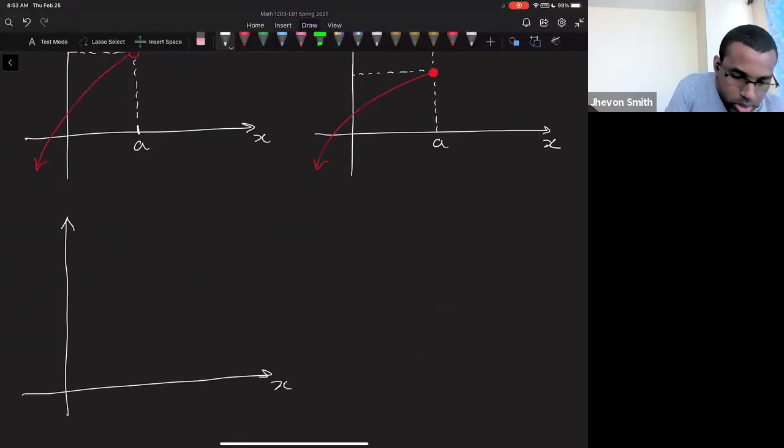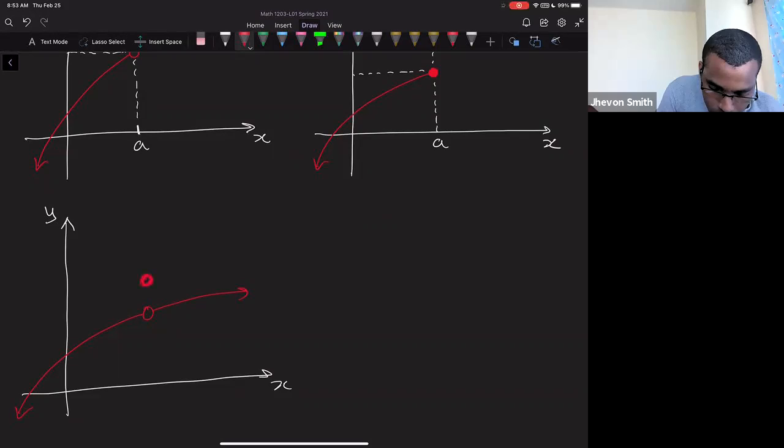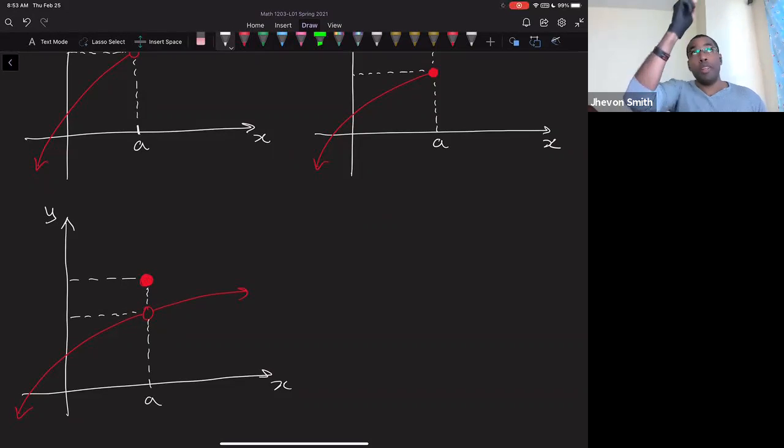Here are some other examples. Similar to the first one, but this time I'm going to fill in the hole up here. So again, not continuous at A. Obviously, I have to lift my pencil up to fill in the hole, then come back and start drawing again.